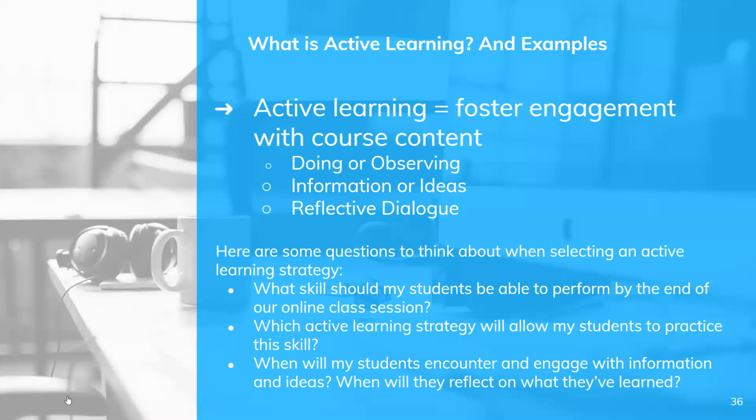So here are some questions that you should think about when you're selecting an active learning strategy. What skill should my students be able to perform by the end of our online class session? What active learning strategy will allow my students to practice this skill? When will my students encounter and engage with information and ideas? And when will they reflect on what they've learned? So again, active learning is also that piece of reflection. You can't leave that part out.